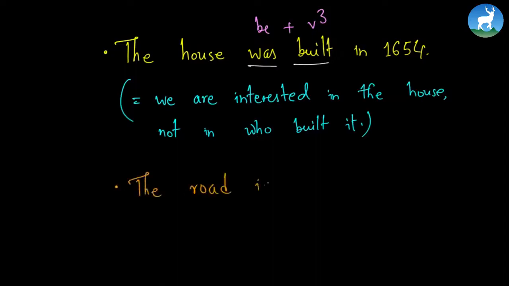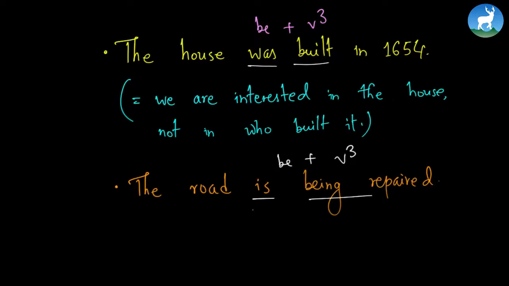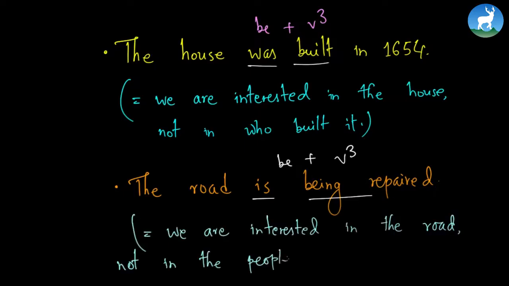One more example, and you'll be very clear. The road is being repaired. All right, this is the sentence, is being repaired. We have again be plus V3. In this sentence also, we are interested in the road, not in the people who are doing repairs. We don't care about the people who are doing repairs, right? So sometimes we use the passive voice because we don't know or do not want to express who performed the action.